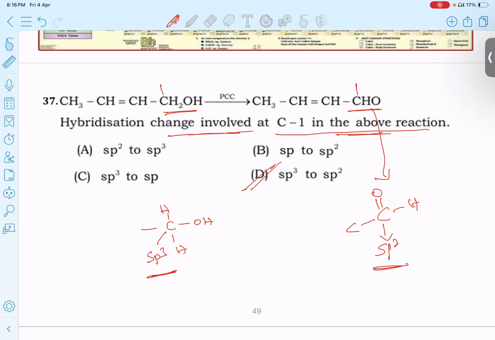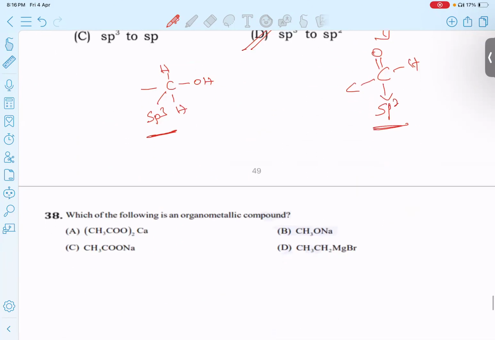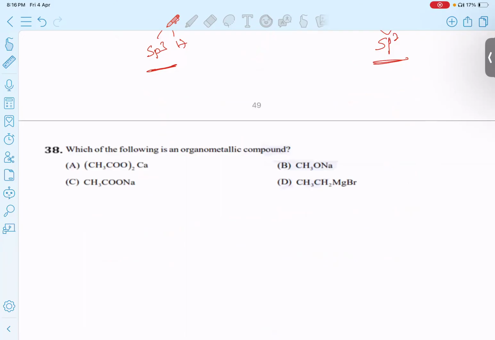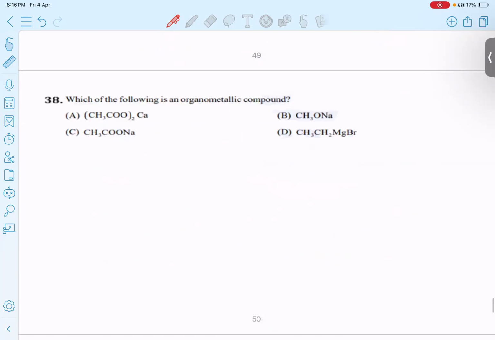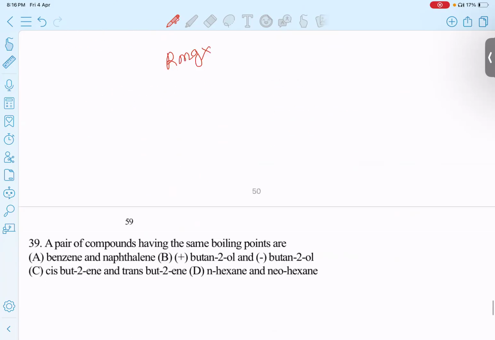sp3 to sp2 hybridization. Next, which of the following is an organometallic compound? The general formula of an organometallic compound is RMgX. Here the organometallic compound is option D.